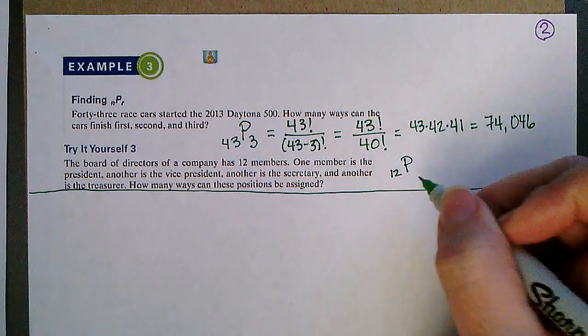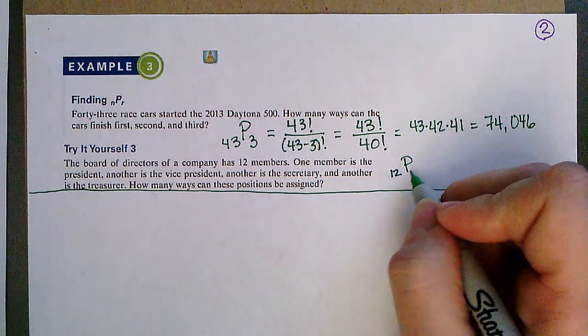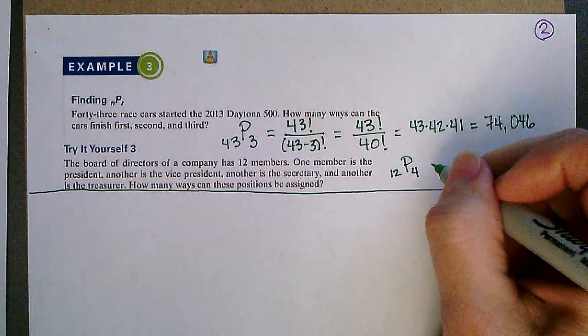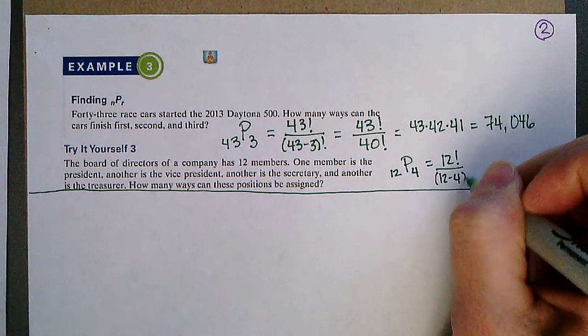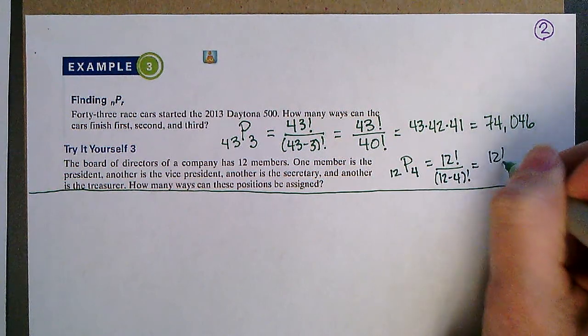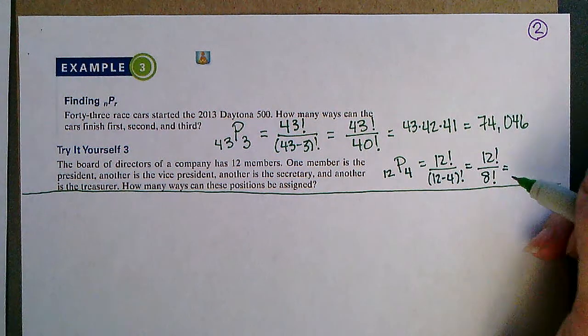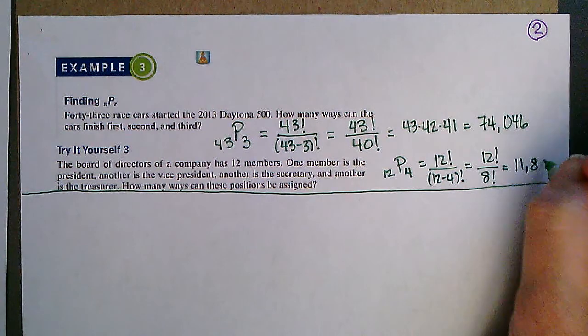I have 12 members, and I am choosing them for 4 different positions. So it would be a permutation of 12 objects taken 4 at a time. So 12 factorial divided by 12 minus 4 factorial, or 12 factorial over 8 factorial. So basically 12 times 11 times 10 times 9, which comes out to 11,880.